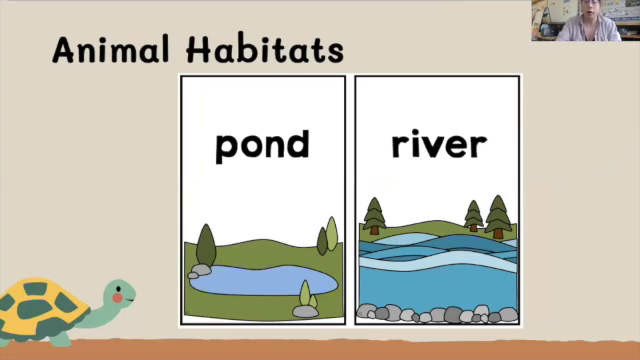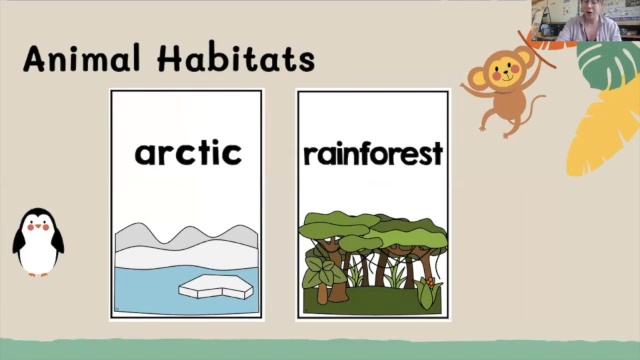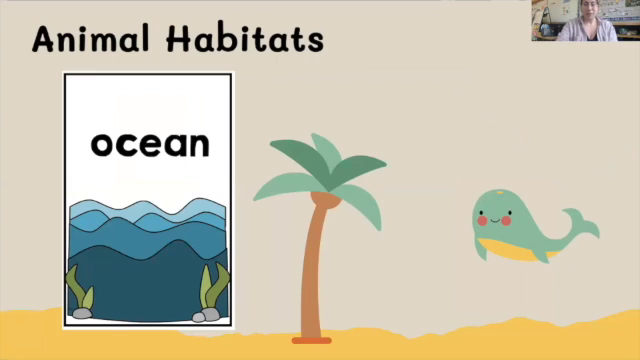Some animals live in ponds or rivers. Some animals live in the Arctic where it's very, very cold, or the rainforest where it can be pretty warm and humid. And then lastly, some animals live in the ocean.